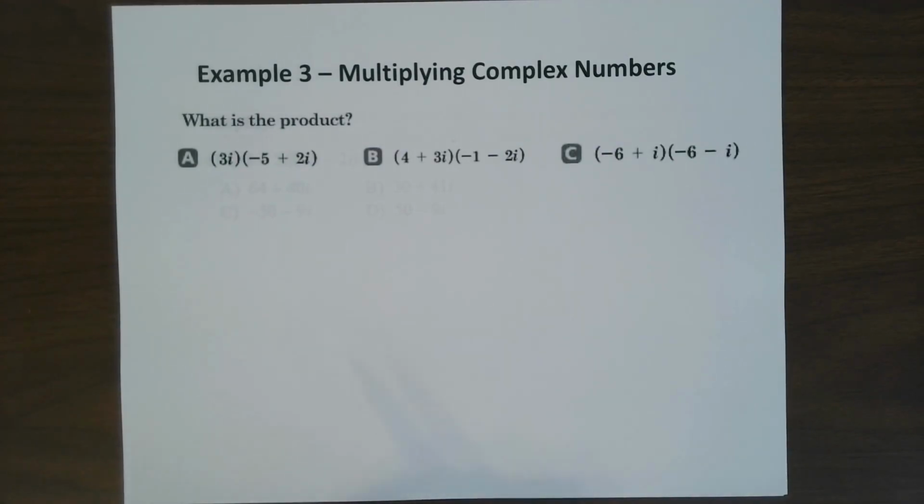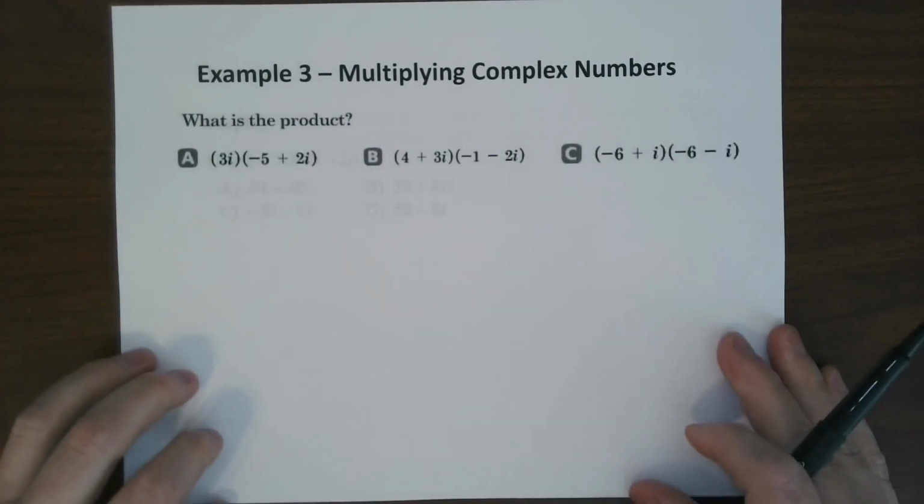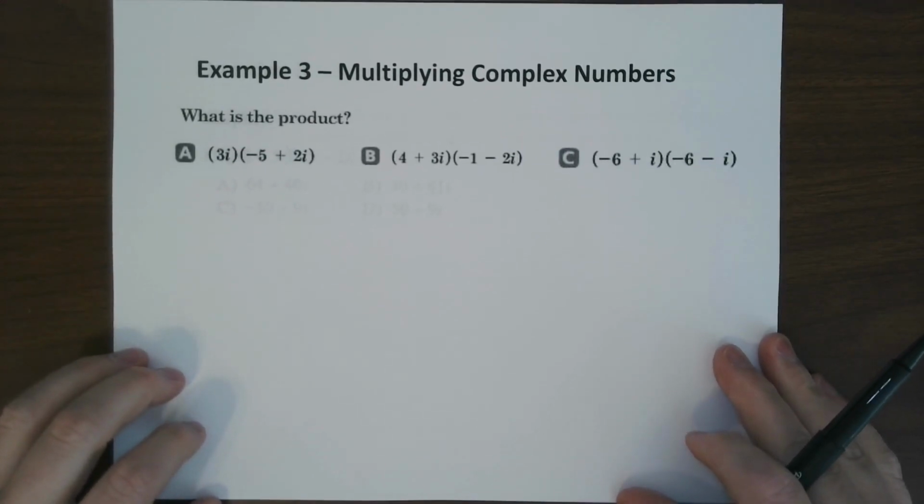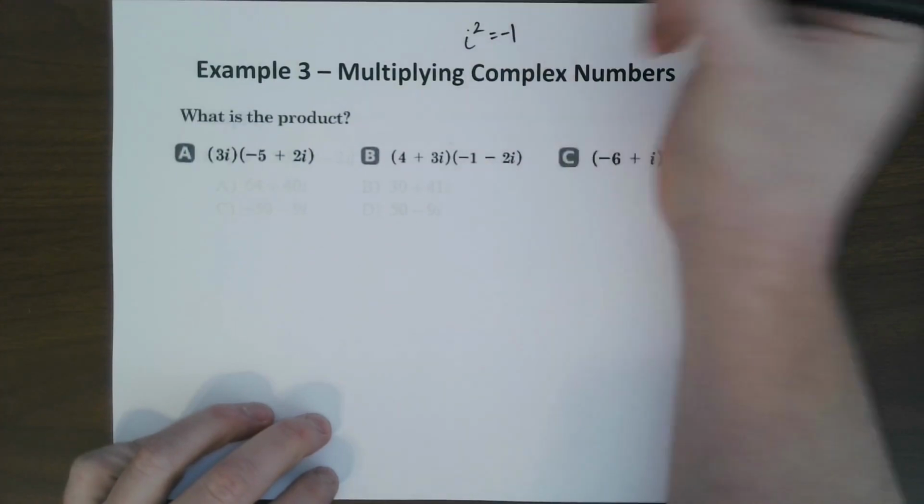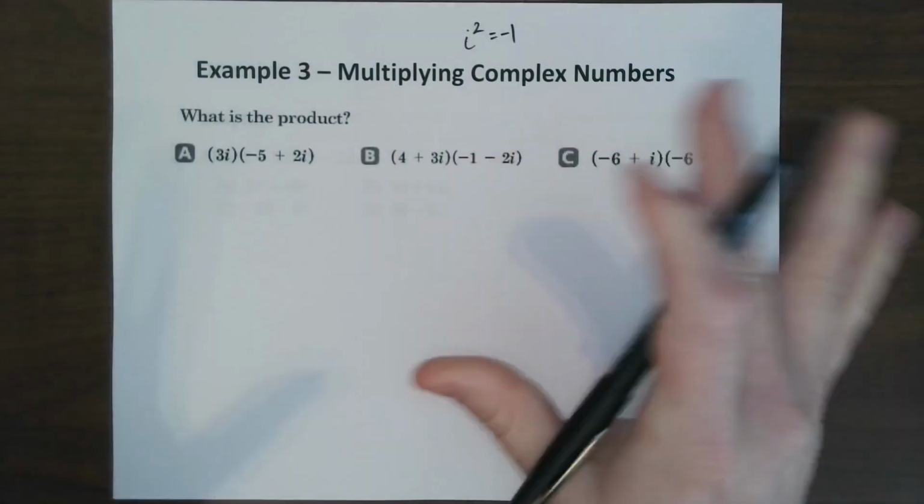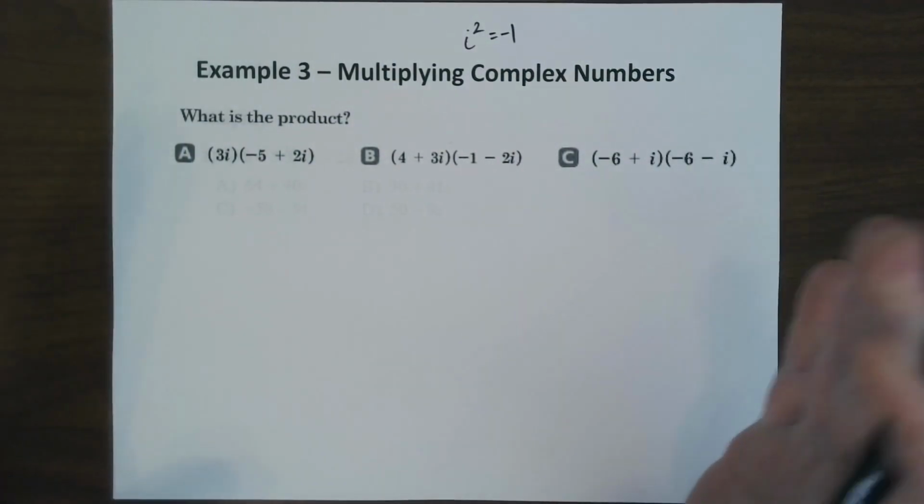Now, multiplying complex numbers is a little bit tricky. There is one key thing you always have to remember, which is i squared equals -1. So let me show you an example. It's actually a lot easier than it seems.